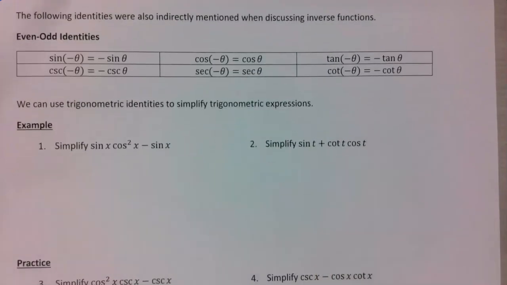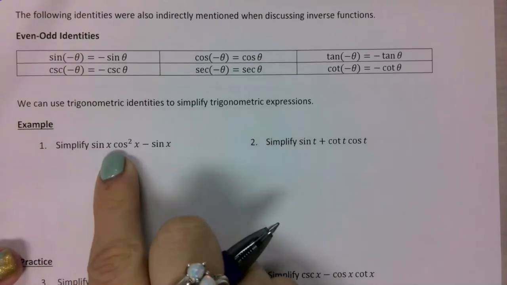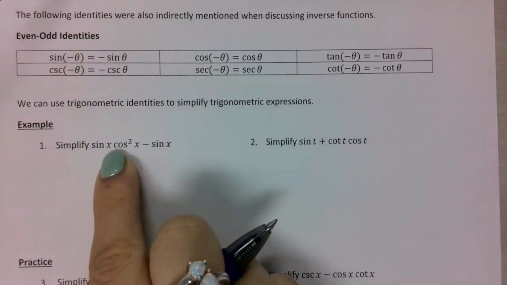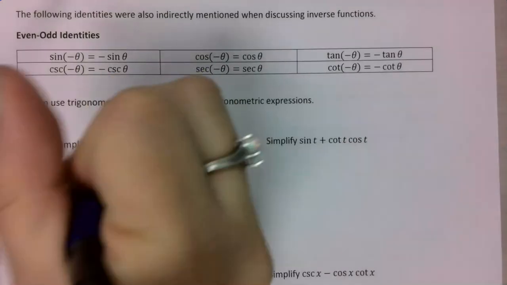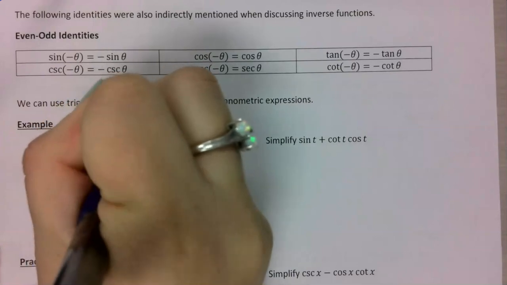So on numbers 1 and 2, it just wants me to simplify these expressions to try and make it to one term. So taking a look at number 1, what do you notice about both of these terms? What do they have in common? Which trig function? Fine. So what I'm going to do is factor out a sine x.